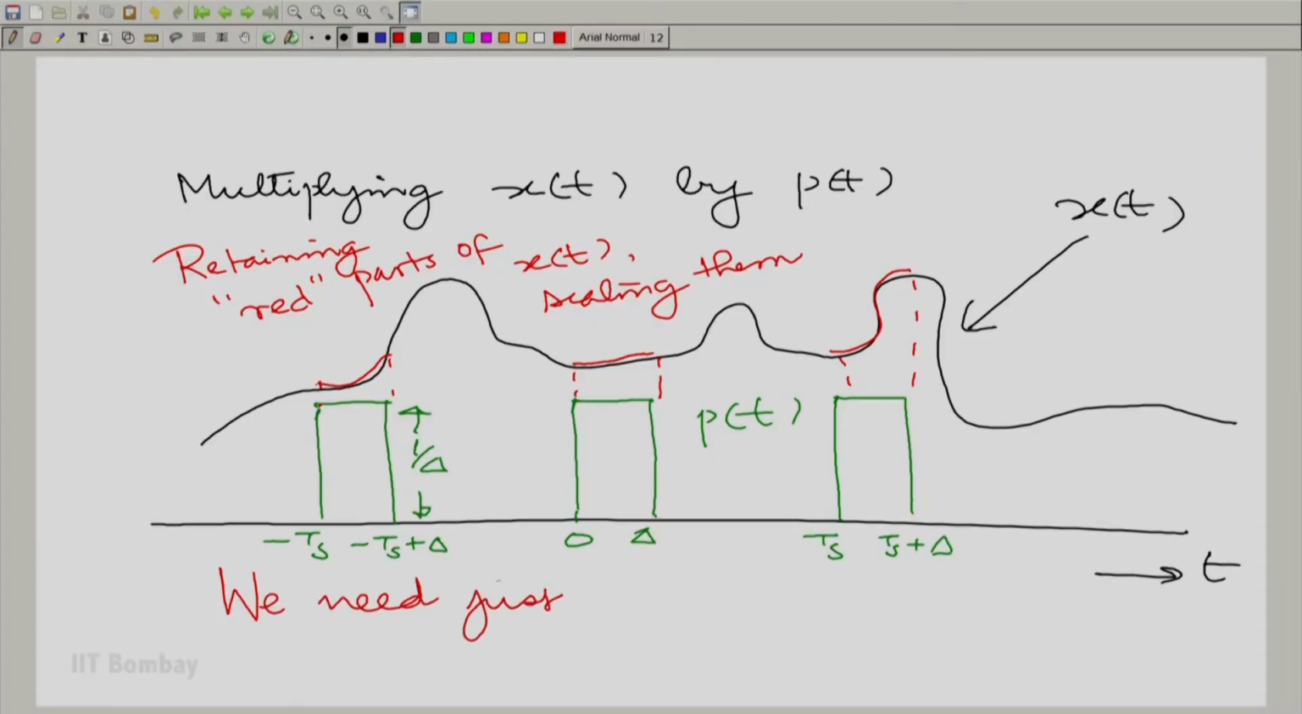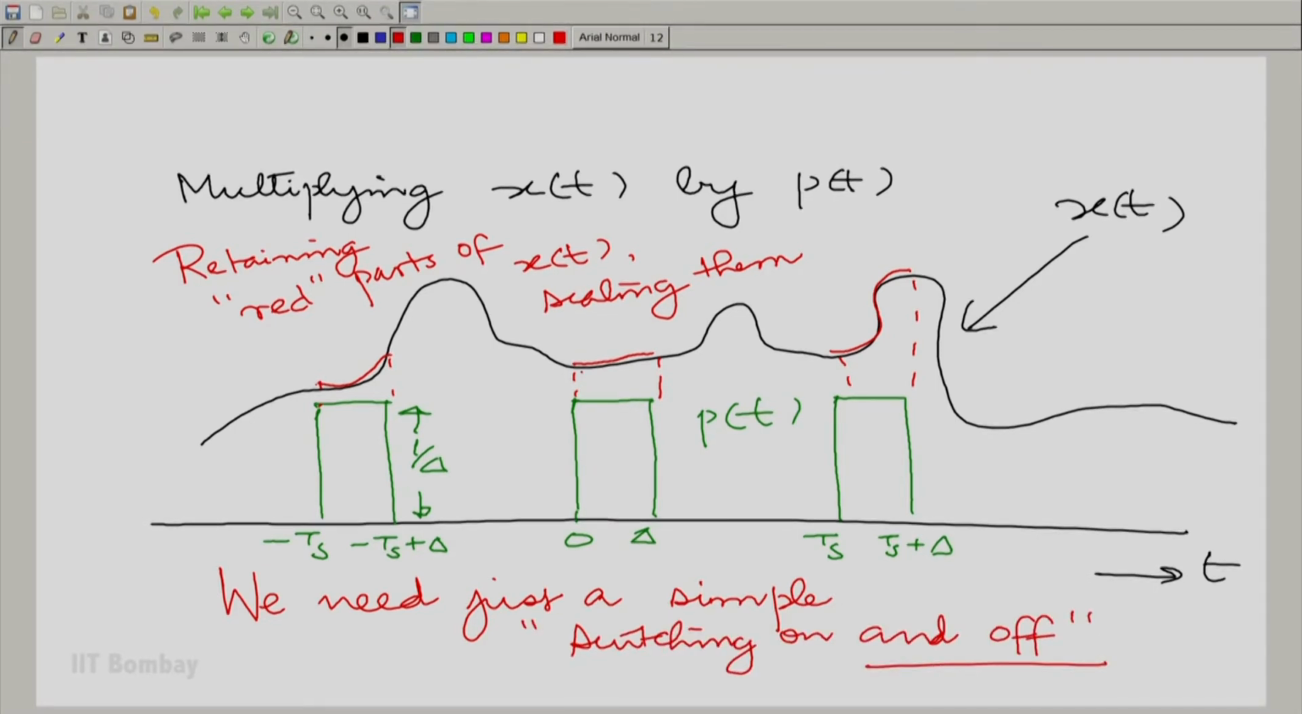And how do you retain some part of a signal? What is the hardware mechanism to retain some part of a signal and remove the rest? And of course, scale it. Scaling can be done by the input-output mechanism of retention and removal. Retention and removal is essentially switching. So, we need just a simple switching device. Switch on for this interval and off for this interval. So simple, and that repeats in every period.